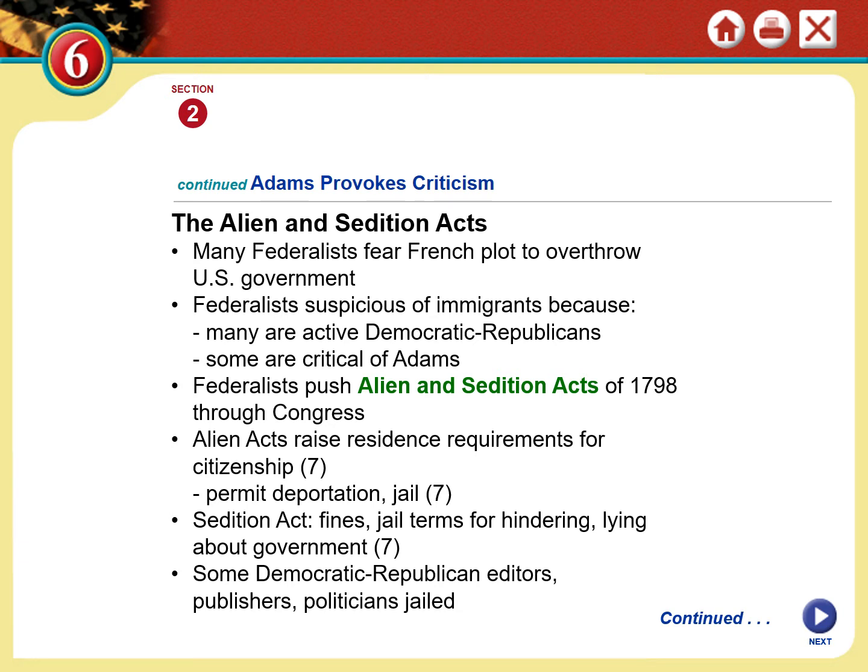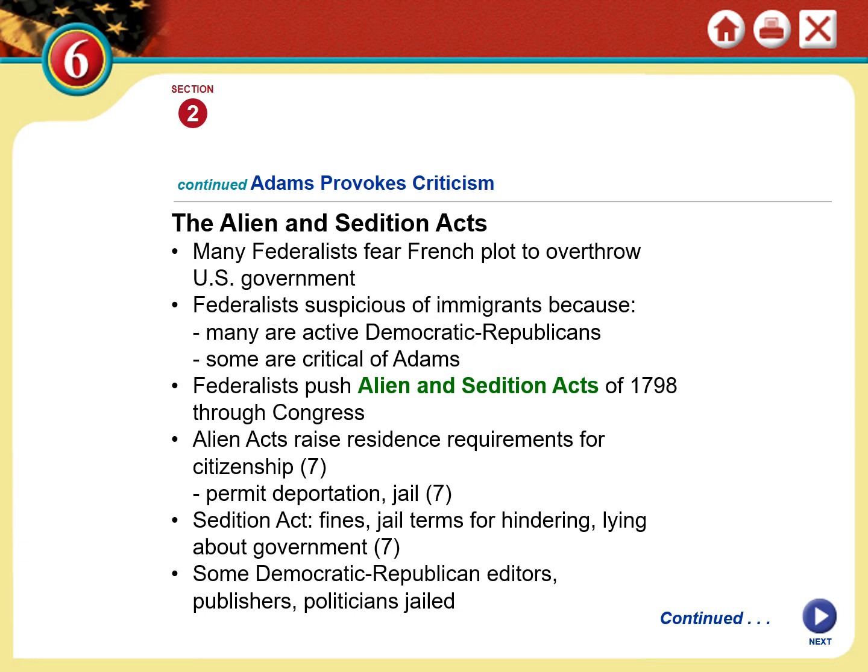And if caught, you could face deportation or jail. But the sedition part, now the reason they wanted to limit French immigration to the United States was because many of these French immigrants that were fleeing the conflict there had differing political ideas. They didn't believe what the Federalists were saying. And so another part of the law was created, the sedition part.